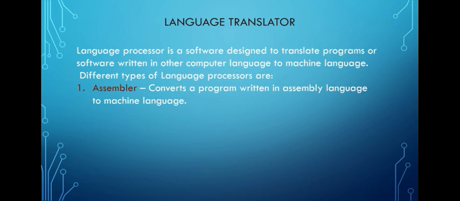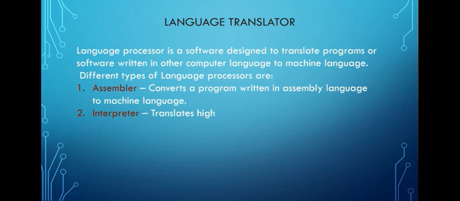So, we need converters to convert those languages to machine language so that the computer can understand it and use the software. So, assembler converts a program written in assembly language. So these programs will get converted from the assembly language to the machine language.